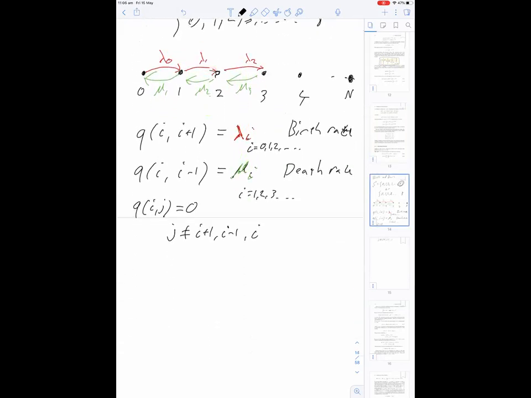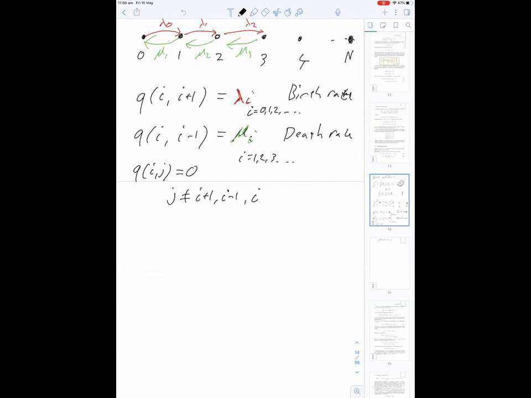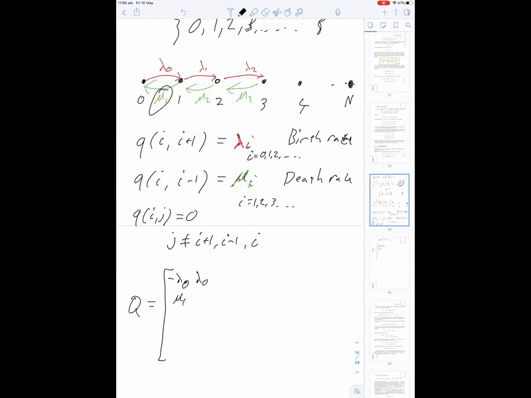So how does the generator matrix look for a birth death continuous time Markov chain? The generator matrix has here a minus lambda zero, lambda zero. Then here you'll have a mu one, because mu one is this death rate from state one to state zero. And here you'll have a lambda one. So what do I have here? What's in that spot? And these are all zeros elsewhere.